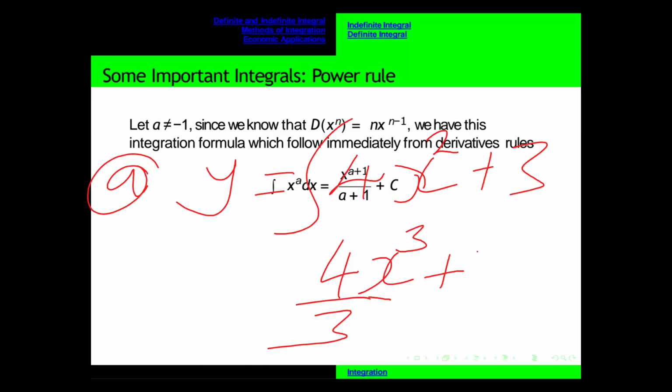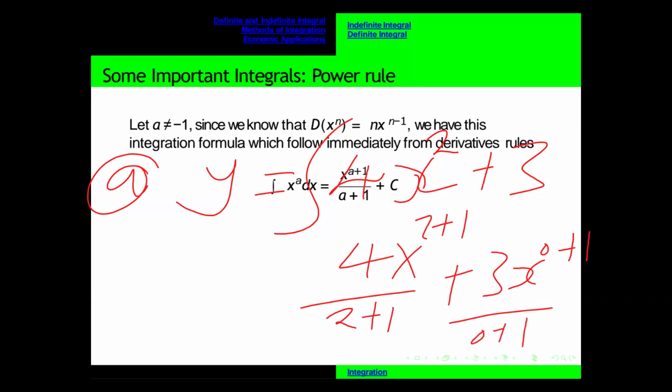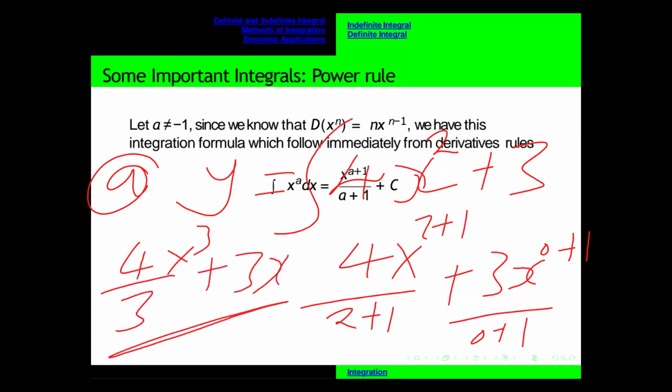Okay. Then plus 3x, we know that this x was to the power 0. So when you add 1 to it, it's just 3x, divided by 1. You're following? So basically, the integral of this shall be 4x to the power 2 plus 1 divided by 2 plus 1, plus 3 times x to the power 0 plus 1 over 0 plus 1, which shall be basically 4x to the power 3 divided by 3 plus 3x, right?